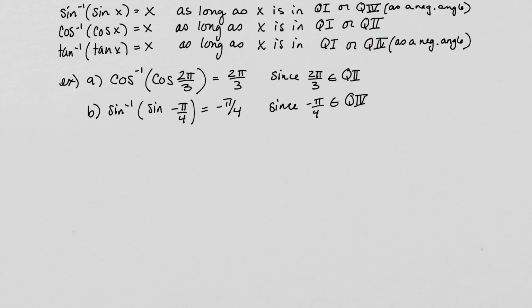If this here was 7 pi over 4, that's a good example. Let's say your problem was the inverse sine of the sine of 7 pi over 4. You couldn't just cancel them out, because 7 pi over 4, while it's in quadrant 4, is not written as a negative. So we would think of it this way: the sine of 7 pi over 4 is going to be minus root 2 over 2. Then we have to figure out the inverse sine of minus root 2 over 2. It's in quadrant 4, at that 7 pi over 4 place, but we have to write it as a negative, so it's minus pi over 4.